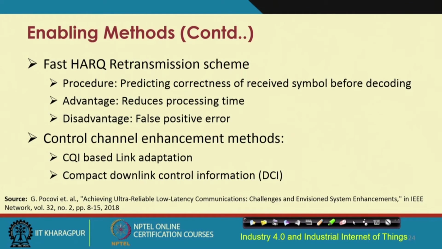Fast HARQ retransmission scheme. HARQ stands for hybrid ARQ. ARQ is automatic retransmission request, and this fast HARQ takes care of the retransmission through the procedure of predicting the correctness of the received symbol before actually decoding it. The advantage is that it reduces the processing time, and the disadvantage is that it leads to false positive errors.